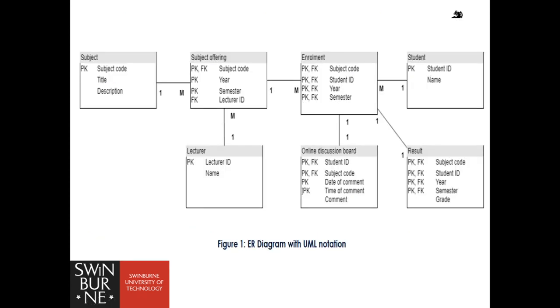So this is the answer. One subject is offered many times, many offerings. One subject should have many enrollments. One student can have many enrollments. One enrollment can have one result. One enrollment can have one online discussion board. One lecturer will teach many subjects.